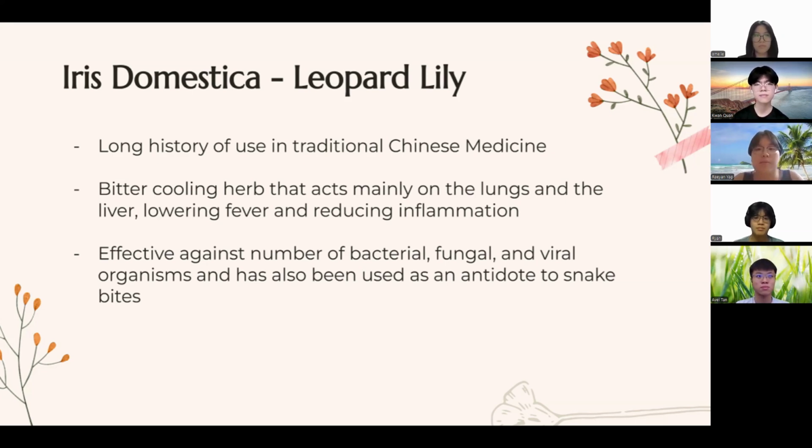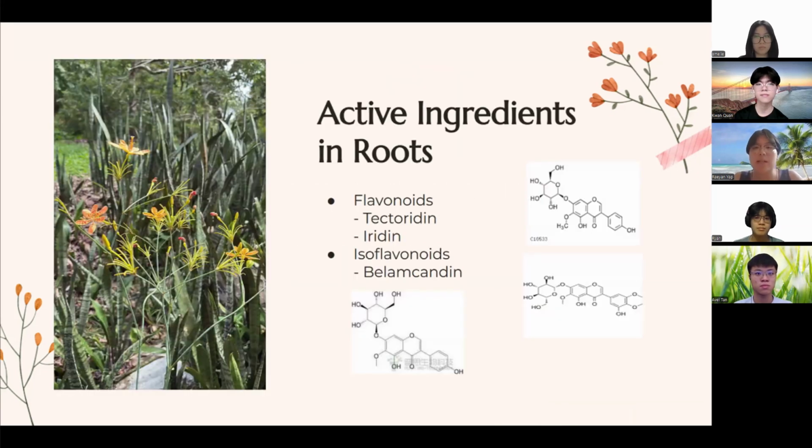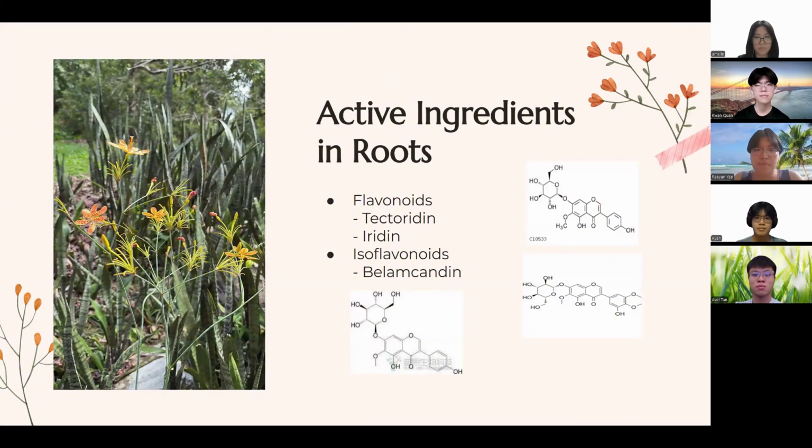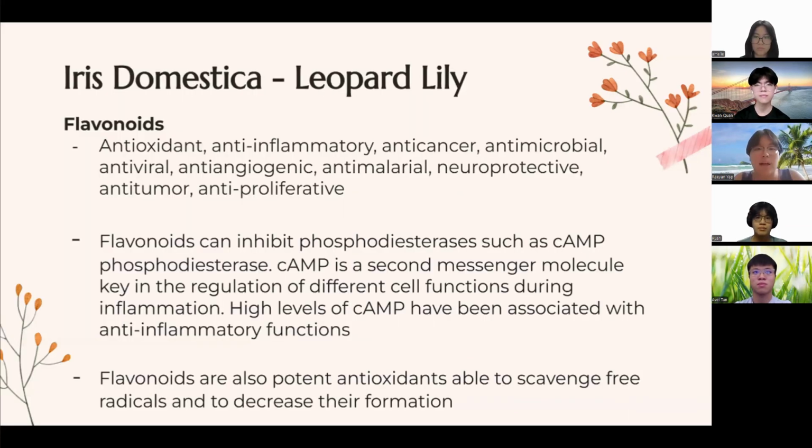to snake bites. Some of the active ingredients in the roots are flavonoids and isoflavonoids. Some examples of flavonoids are tectorigenin and iridin. And some examples of isoflavonoids is beta-carotene. Flavonoids are antioxidant, anti-inflammatory, anti-cancer, antimicrobial, antiviral, anti-angiogenic, anti-malarial, neuroprotective, anti-tumor, and anti-proliferative.